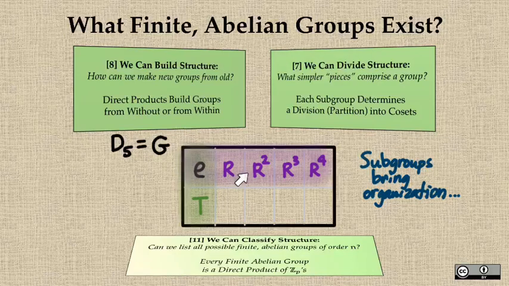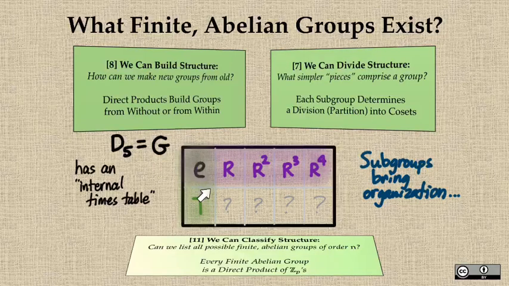Well, an element I didn't have here was the reflection, T, which is its own inverse, so T squared wraps back around to the identity. But E and T together make another subgroup. So this row here is a subgroup. This column here is also a subgroup.